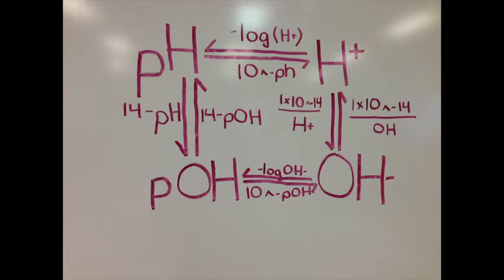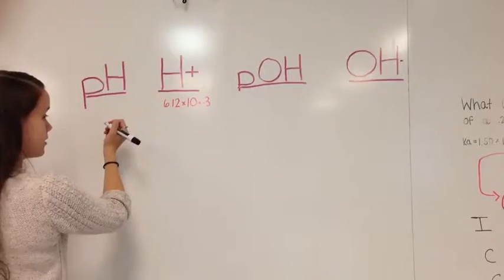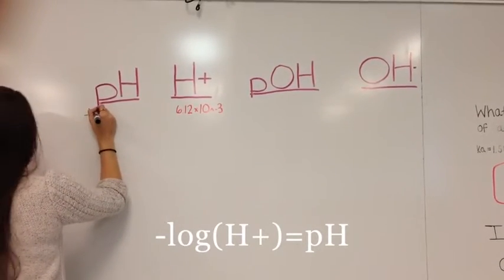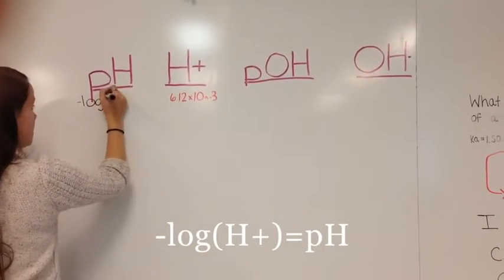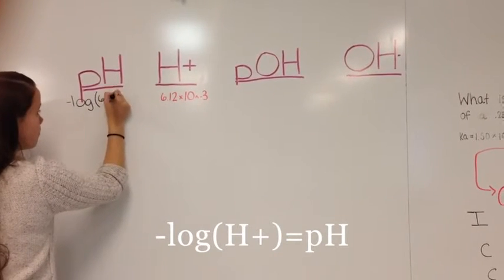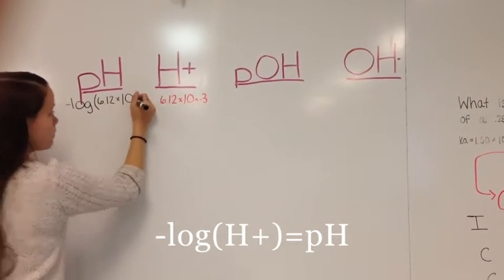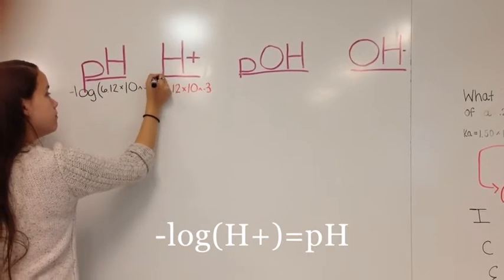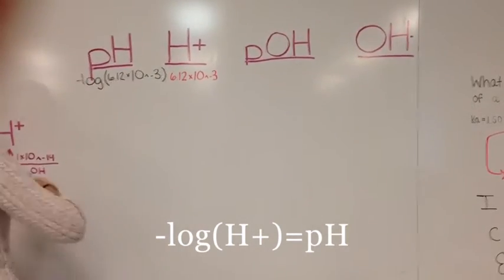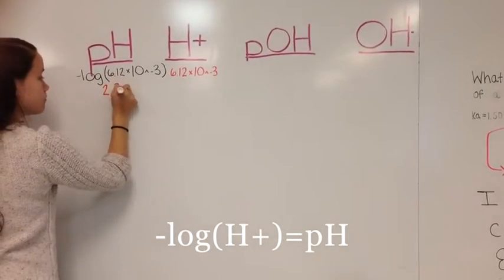This is a chart that shows you all the equations that are necessary to find pH, H+, pOH, and OH-. To find the pH, we will be using the equation negative log of the concentration of H+ equals pH. The negative log of 6.12 times 10 to the negative third power equals 2.21.